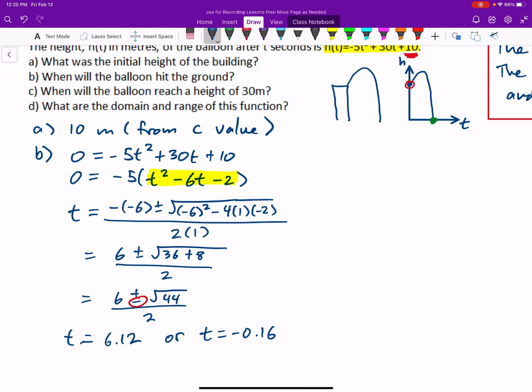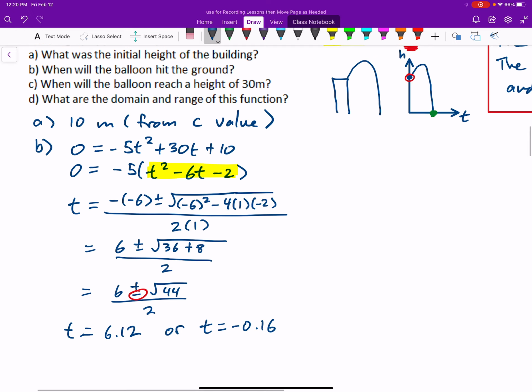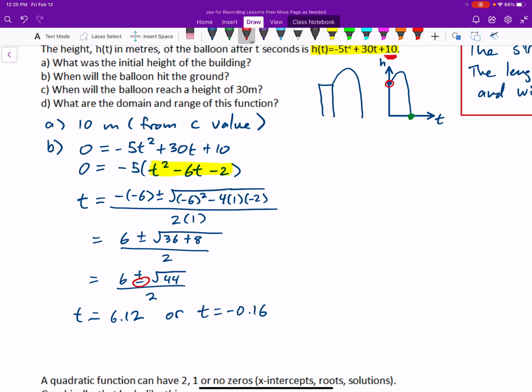Again, we have to think about what makes sense. In this case, negative time doesn't make sense. That would just be if I extended the parabola backwards. This is where it would get the hit at -0.16, but I want the positive one, which was 6.12. So it took 6.12 seconds to hit. So the actual answer in this case is 6.12 seconds.